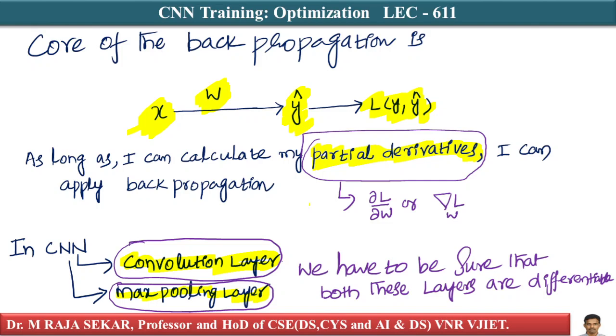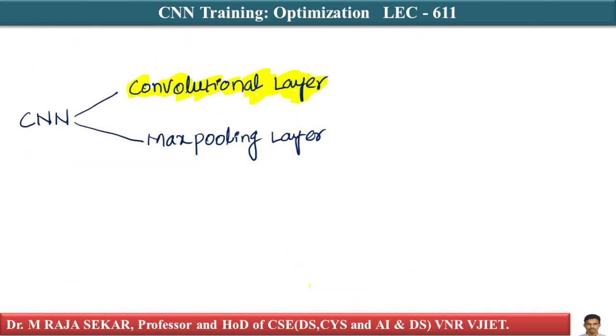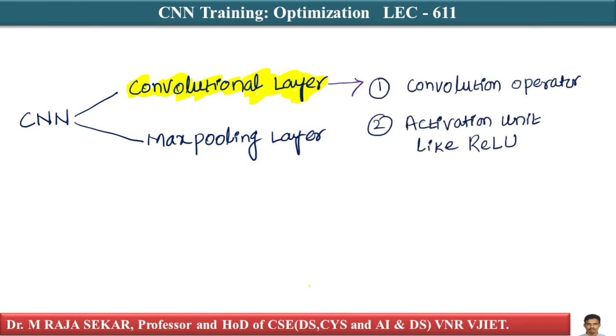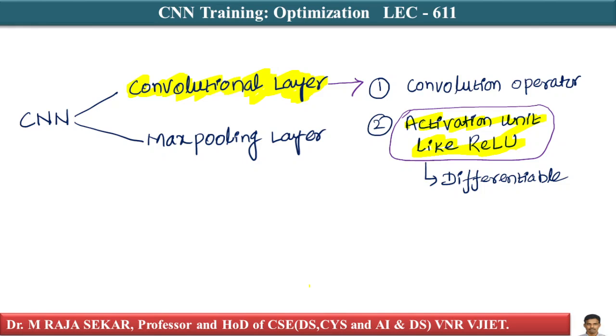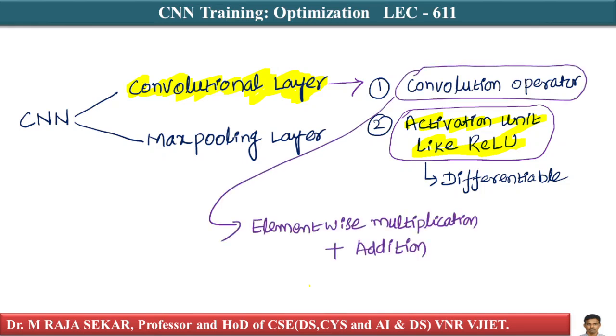First, let's try to understand the convolutional layer. What does the convolutional layer have? It has the convolution operator followed by an activation unit like ReLU. We already discussed ReLU, and we know that ReLU is differentiable. What about the convolution operator? What is convolution? Convolution is basically element-wise multiplication followed by addition.